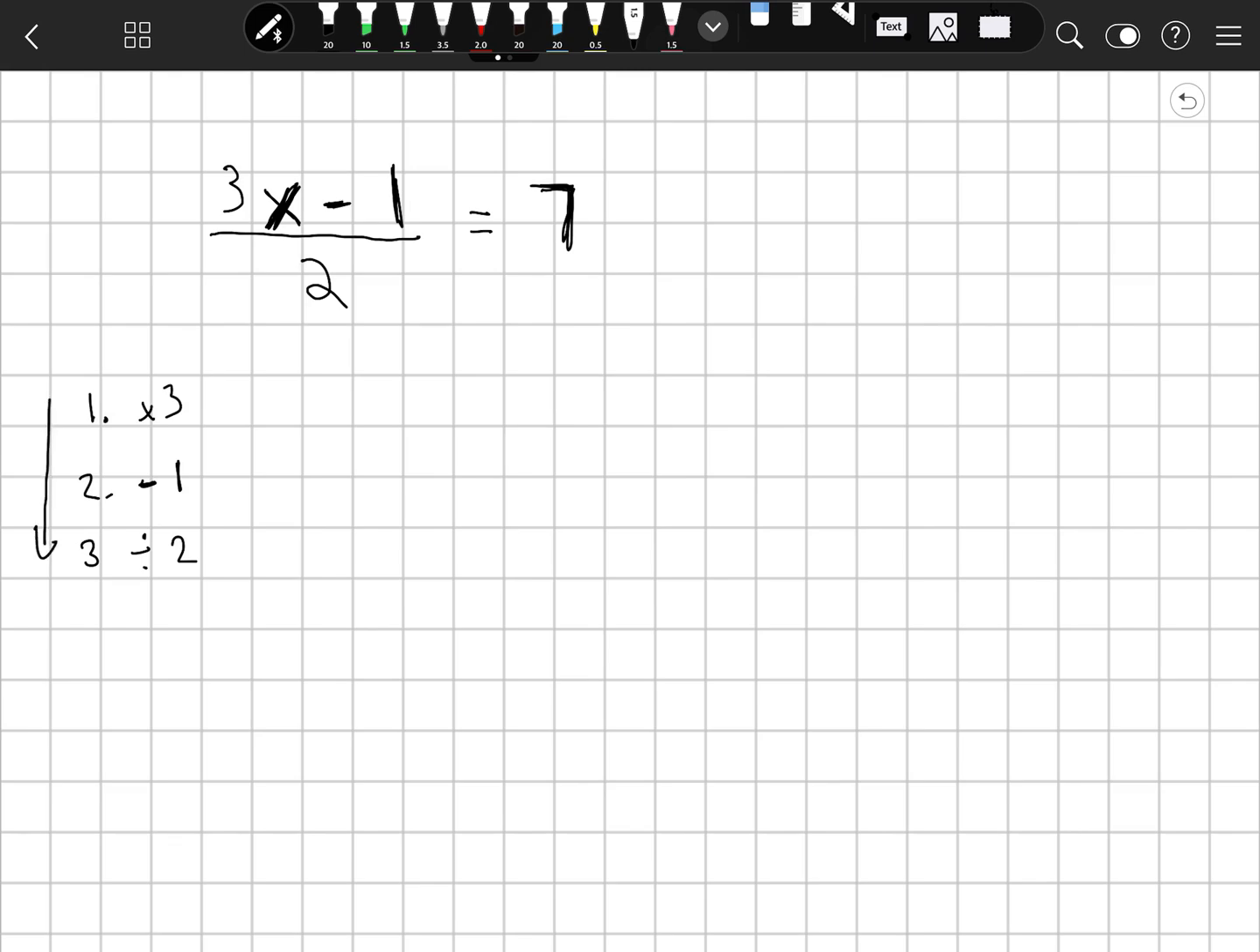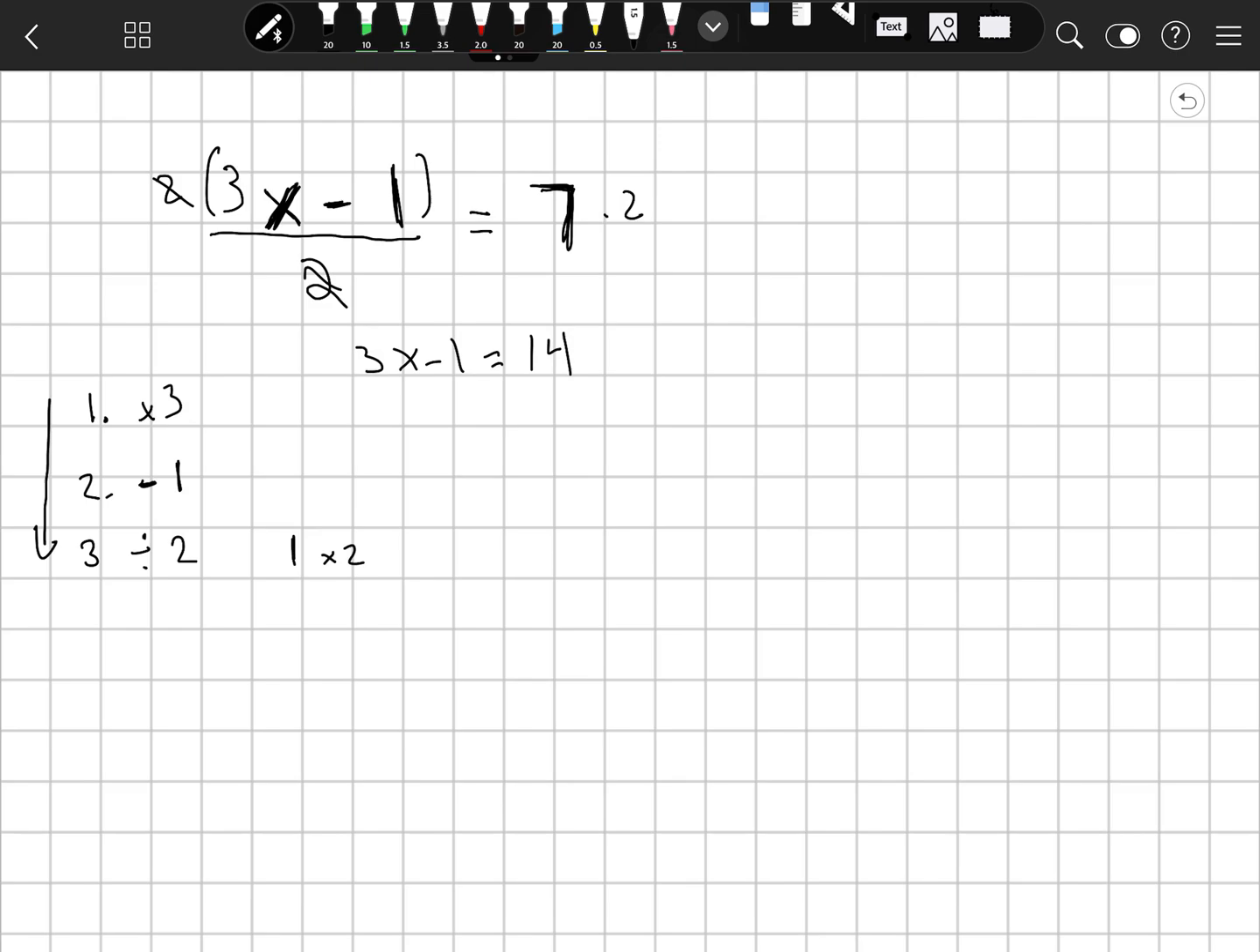So we did 1, 2, 3. We have to undo the ribbon first. So 3 is like our first step now. And we're going to undo a divide by 2 with a times 2. So I'm going to put a 2 over here and a 2 over here. And these cancel out. We got 3x minus 1 is 14.